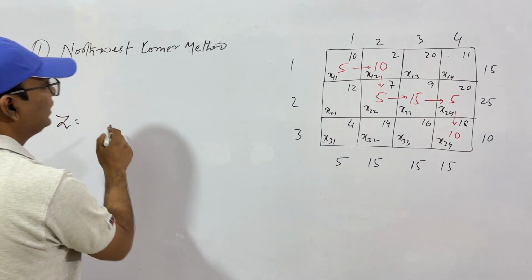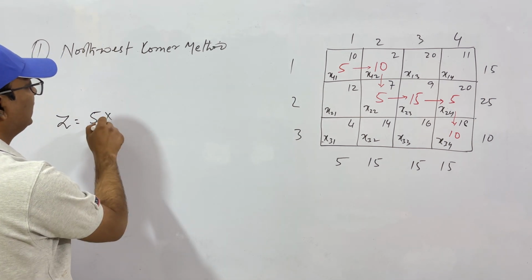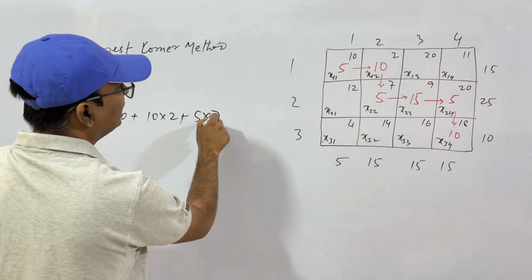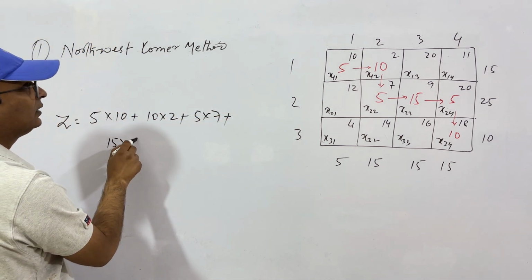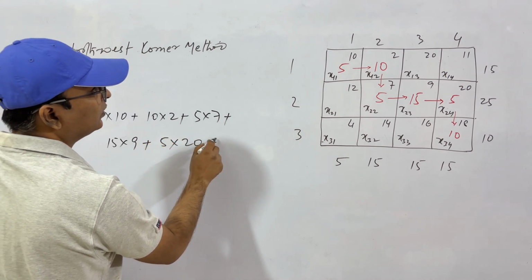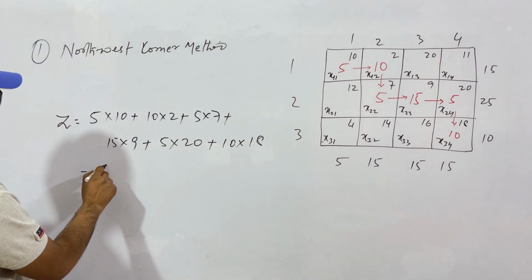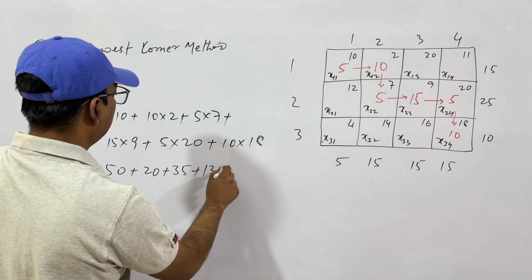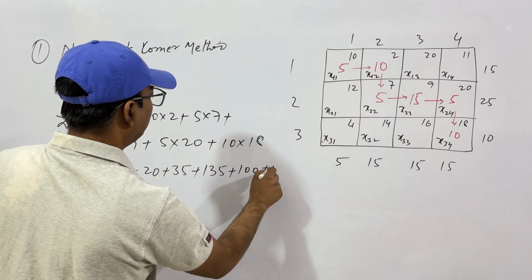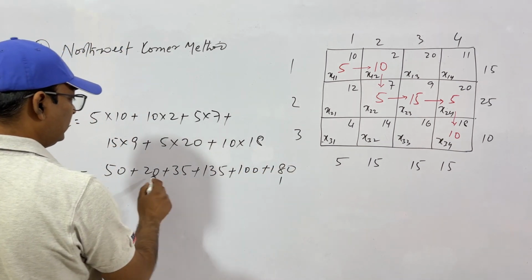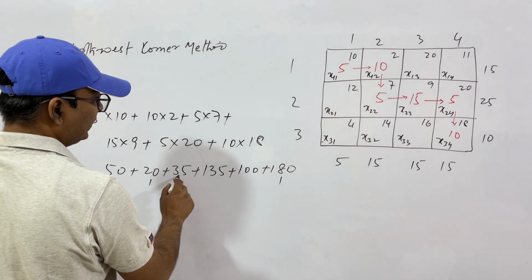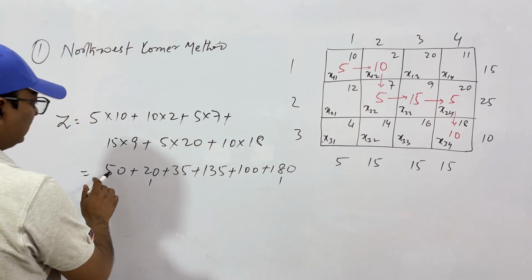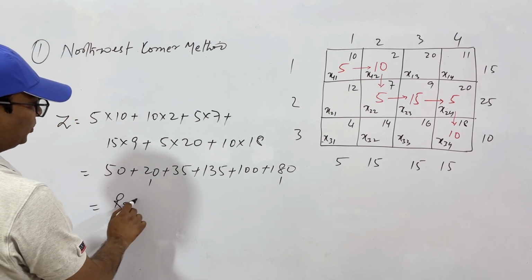If you calculate, it will be 5 items into 10, that is the cost per unit, plus 10 items into 2, plus 5 into 7, plus 15 into 9, plus 5 into 20, plus 10 into 18. So what you get is 50 plus 20 plus 35, 105, 135, 20 into 5, 100, 180. So what you get? See, 180 and 20, 200, 135 and 35, it is 170 and this is 100. So 270, 270 and 200, 470, and this 530. So what you get is rupees 530.